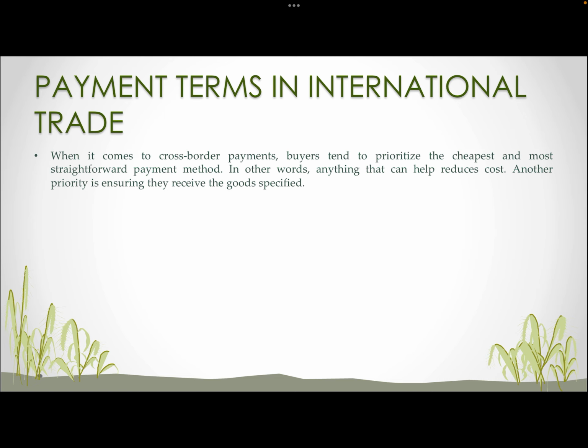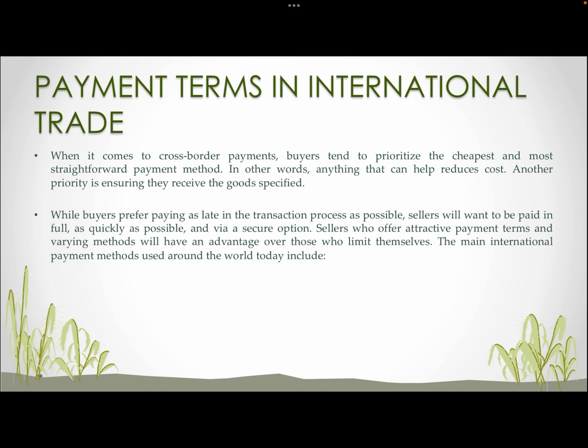So when it comes to international transactions, we will be involved with the payment of goods. The buyer tends to prioritize the cheapest and most straightforward payment method. In other words, anything that can help reduce costs. Another priority is ensuring that the buyer will receive the goods specified.